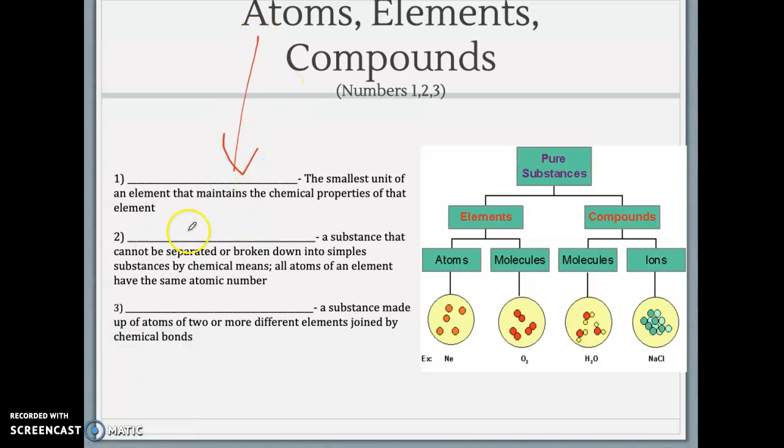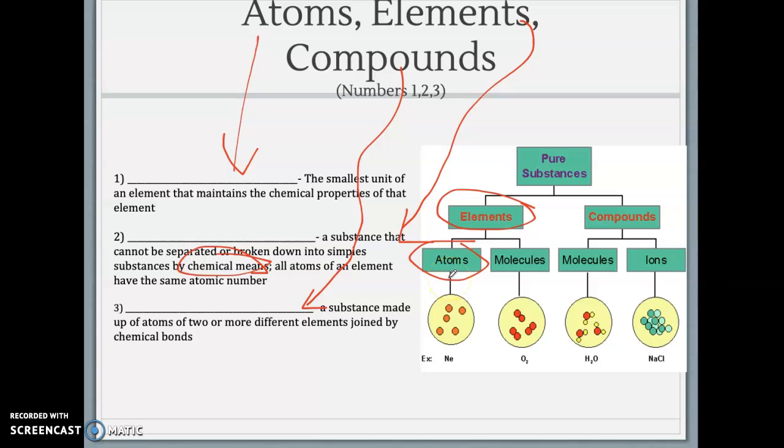Okay. Number 2, a substance that cannot be separated or broken down into simpler substances by chemical means. That means chemical reaction. All atoms of an element have the same atomic number. Okay. This would be an element. I cannot separate an element any further. So an atom is the smallest thing. Elements, you realize you have two categories. You have atoms and molecules, which means the last one, compound, is number 3.